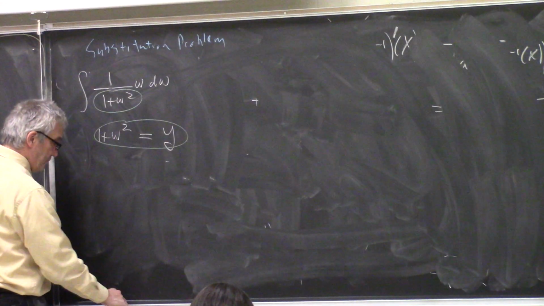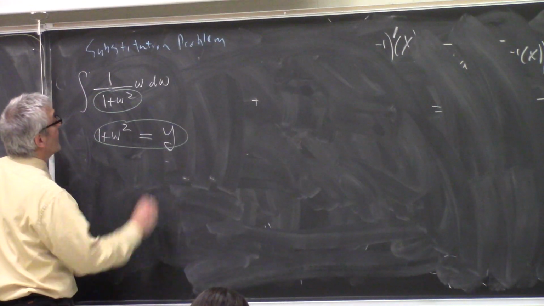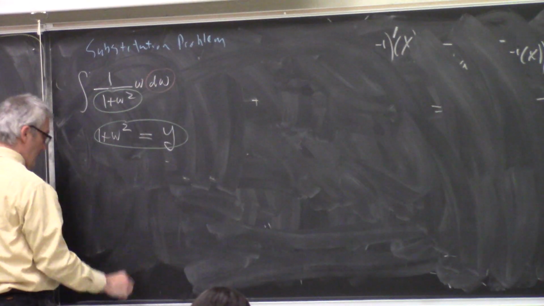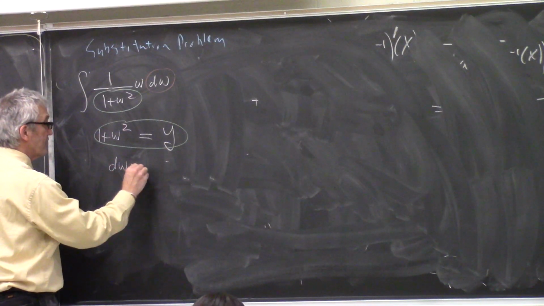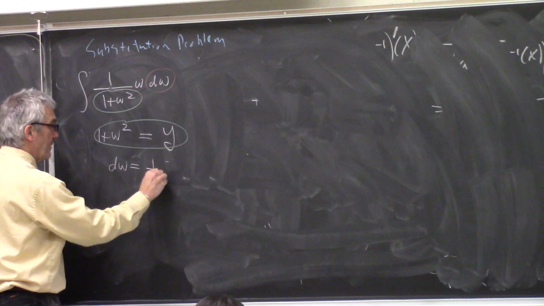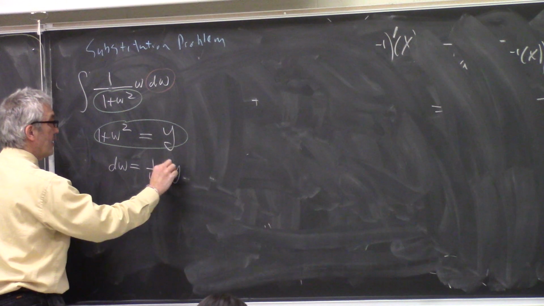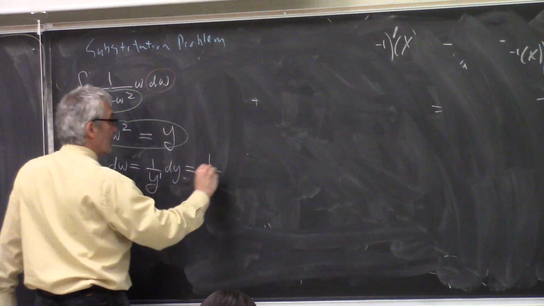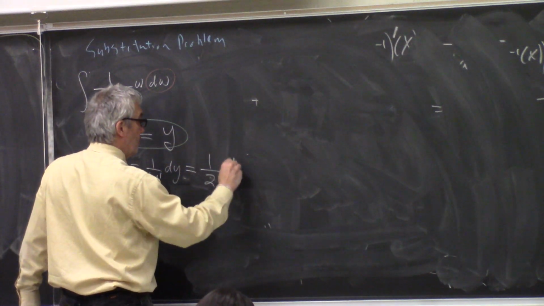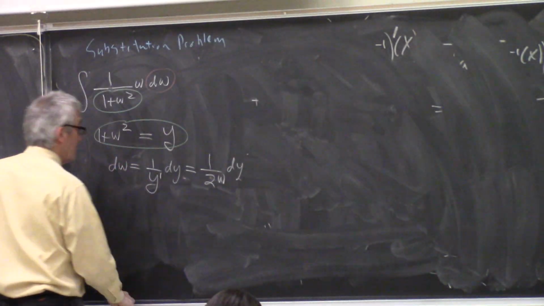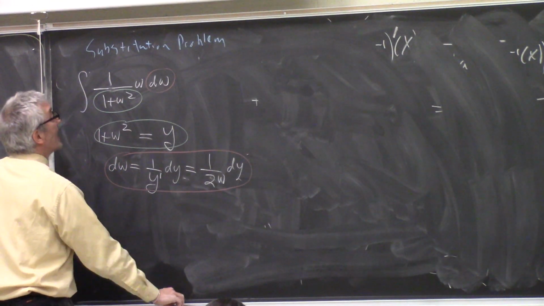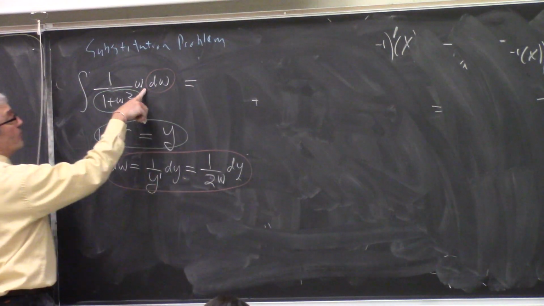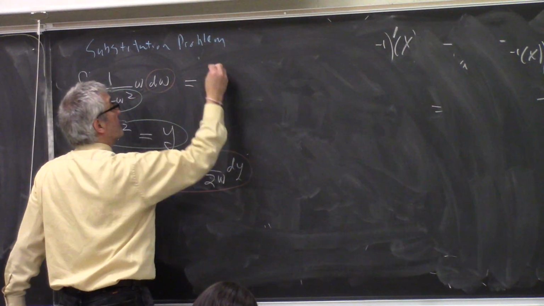And remember, the method that I use is that I also find a new version of dw. You build this as 1 over y prime dy. So that's 1 over 2w dy. That's my new version of that red circle thing. So I make that substitution. I leave that. I don't worry about that. I just hope for the best.